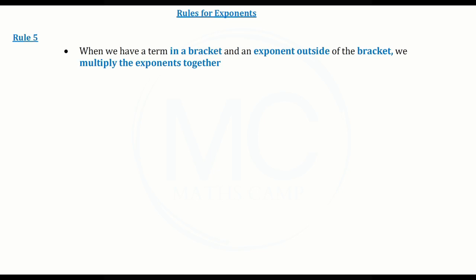Hi, in this video we're going to look at the fifth rule for exponents. When we have a term in a bracket and an exponent outside of the bracket, we multiply the exponents together. Let's look at some examples.